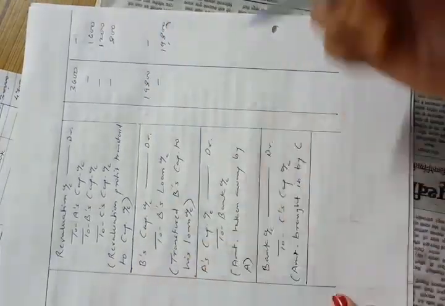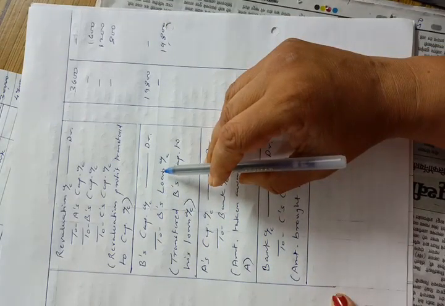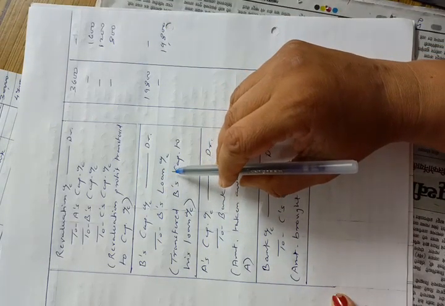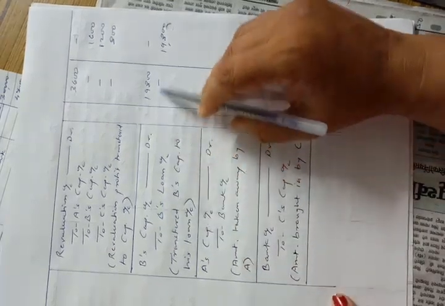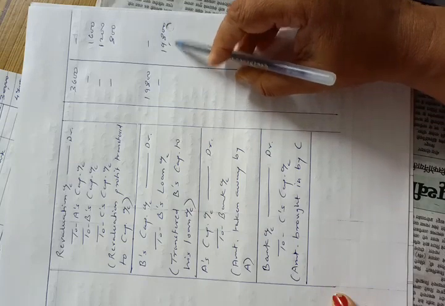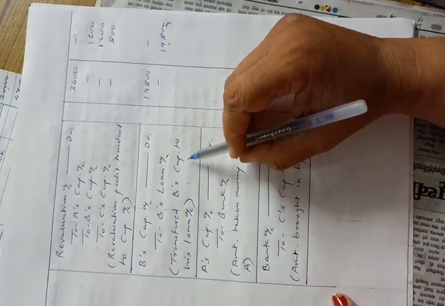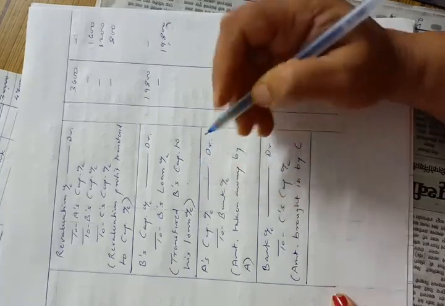Then the entry of balancing of B's capital account. B's capital account debit 19,800 to B's loan account, that is 19,800. We have transferred the balance of B's capital account to his loan account.